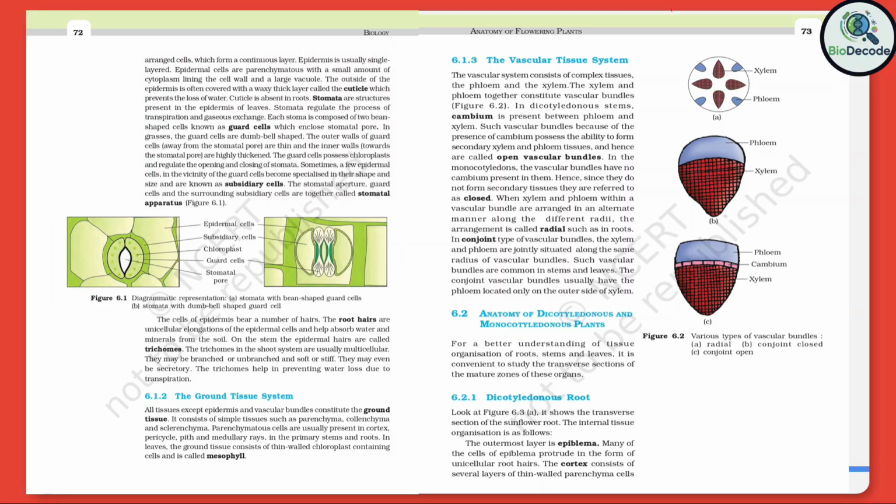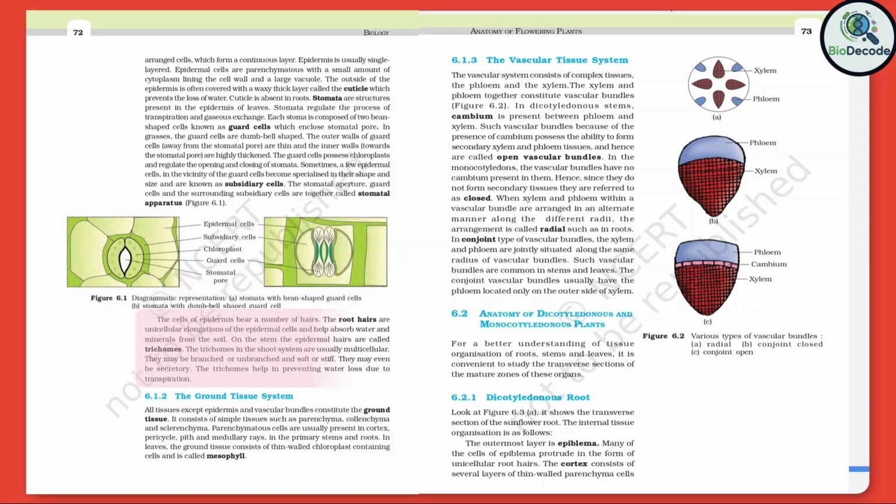Figure 6.1 shows a diagrammatic representation of stomata. In Part A, you can see stomata with bean-shaped guard cells, typical of most dicot leaves. In Part B, it shows stomata with dumbbell-shaped guard cells, as found in grasses. Labels in the diagram include epidermal cells, subsidiary cells, guard cells, chloroplasts, and the stomatal pore in the center.